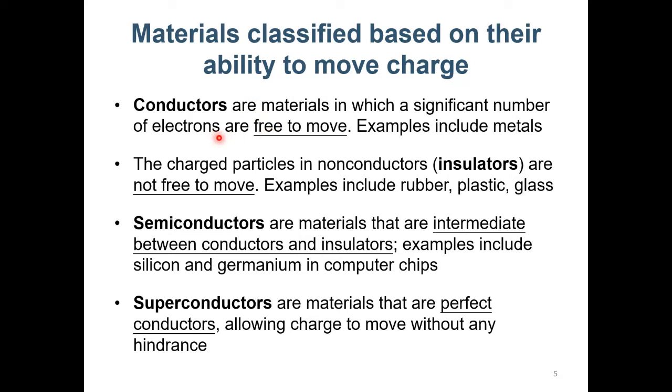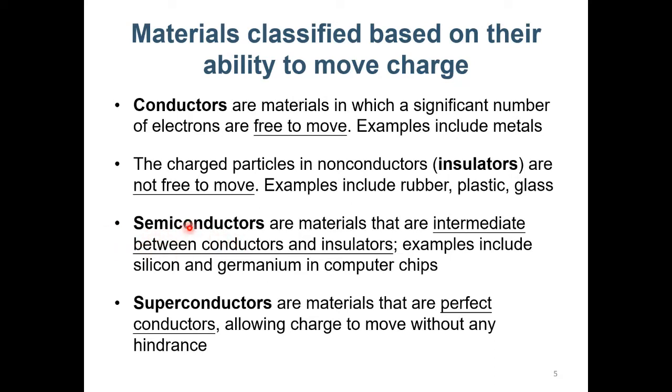So actually, there are different types of material. The first one is the conductors. There are free electrons that can move, for example, metals. The other type of material is insulators, or non-conductors. There are no free electrons; the charged particles are not free to move. Examples are rubber, plastic, and glass.